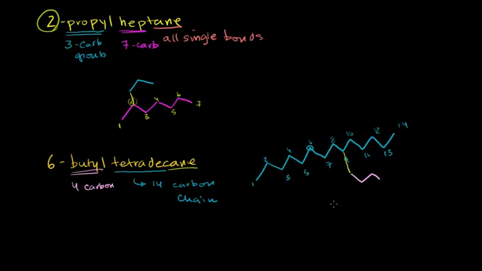The reason why you won't ever see that written is because there's a better way to number it. Instead of starting at 1 at this end, you'd want to start 1 at that end. So instead of saying 9-butyltetradecane, you should number it the other way: 1, 2, 3, 4, 5, 6. So this is actually also 6-butyltetradecane. Instead of starting from the left and making this the 9th carbon, you always want to start numbering from the direction that has the lowest number for the first group.